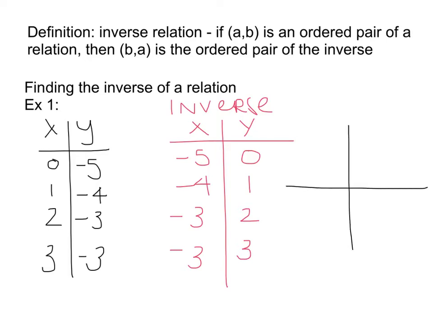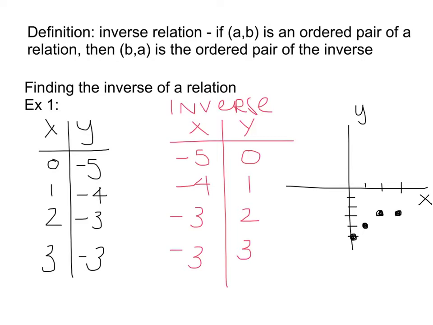So I'm going to graph the relation in black, so (0, -5), (1, -4), (2, -3), and then (3, -3).